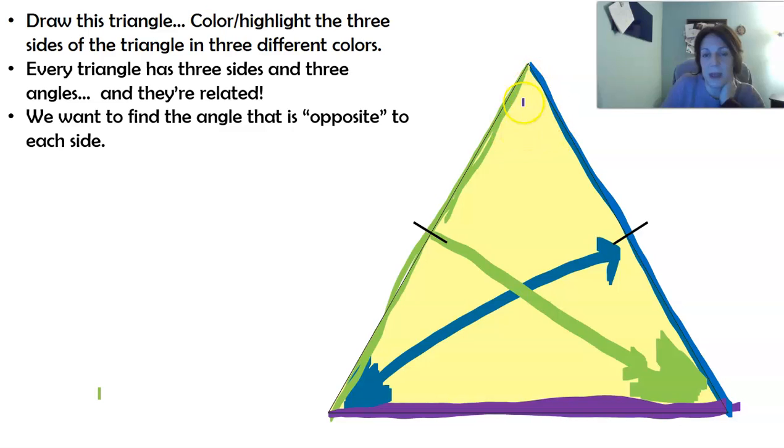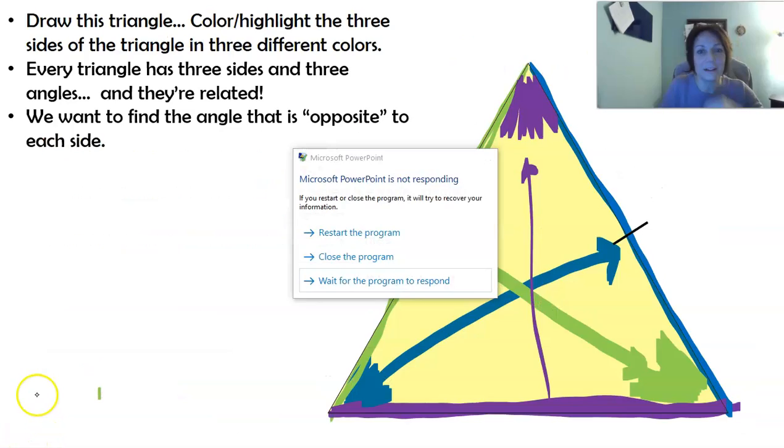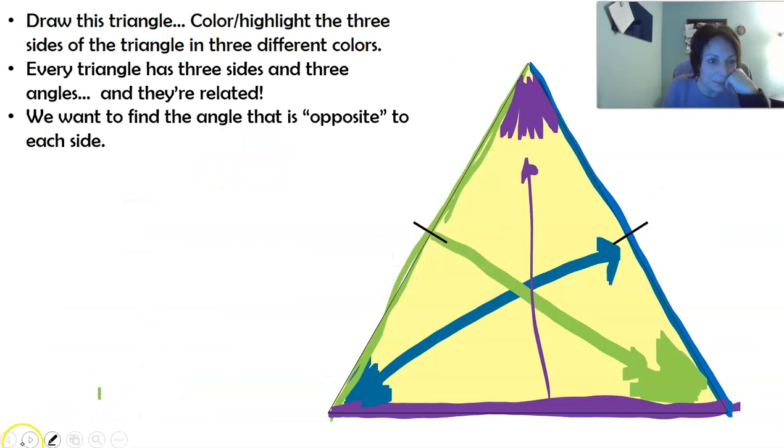So as soon as my pen decides to work, you're going to see this colored in right up there. So we're labeling these opposite angles because, again, what we're looking for is relationships. And I want to talk to you today about specifically what those relationships are. Okay, see, colored in. There it is. All right, so again, 3 sides, each side has an angle opposite.